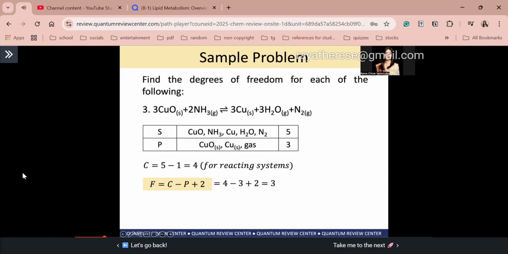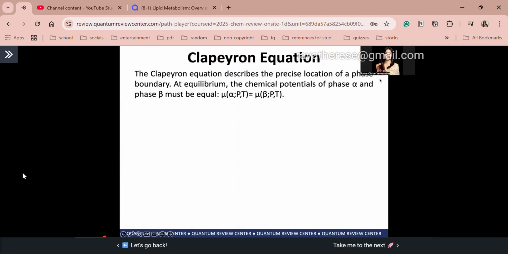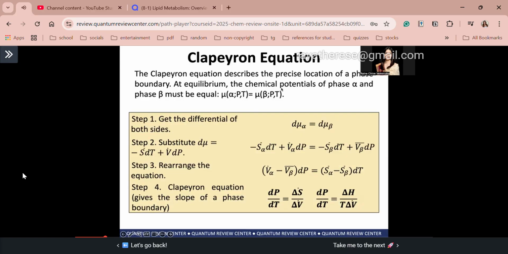Now, how do we precisely locate a phase boundary in our phase diagrams? This is described by the Clapeyron equation, as shown here. At equilibrium, take note that the chemical potentials of phase alpha and phase beta are equal, right? I showed you that earlier, right? Because they have the same tendency to change, or the same tendency to react.